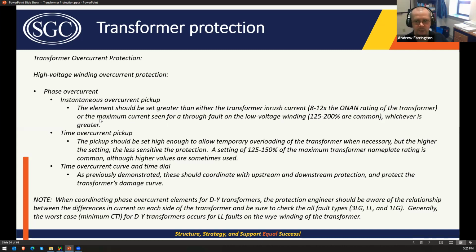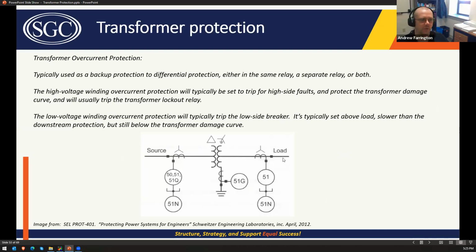That's usually like 8 to 12 times the ONAN rating of the transformer, which is generally what you'd set your phase instantaneous element to. Another option would be to set it greater than the maximum amount of low side fault current. So if you had a fault on the low side of the transformer and say the high side relay sees 1,000 amps for a fault right on the bushing of the low side of the transformer, if you set the pickup greater than that, then it can't misoperate for a fault that's beyond the low side relay.